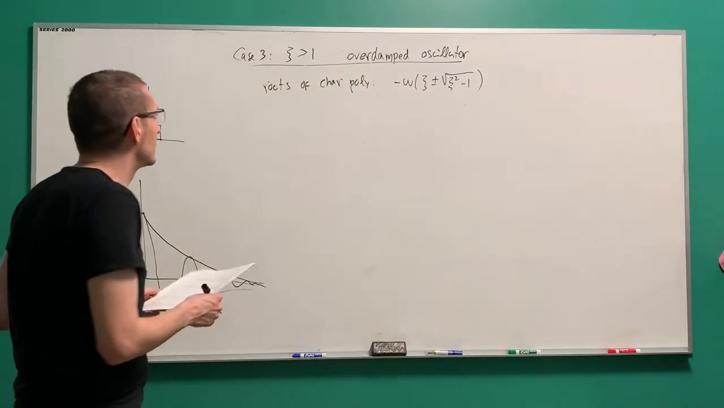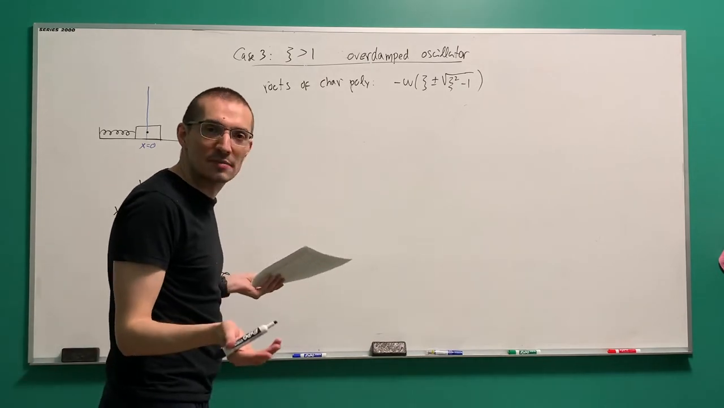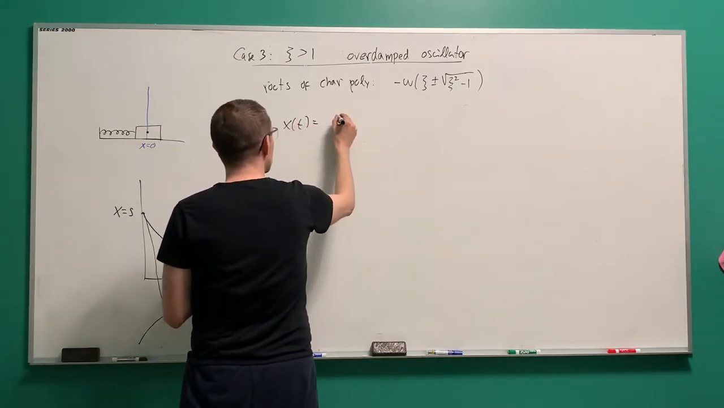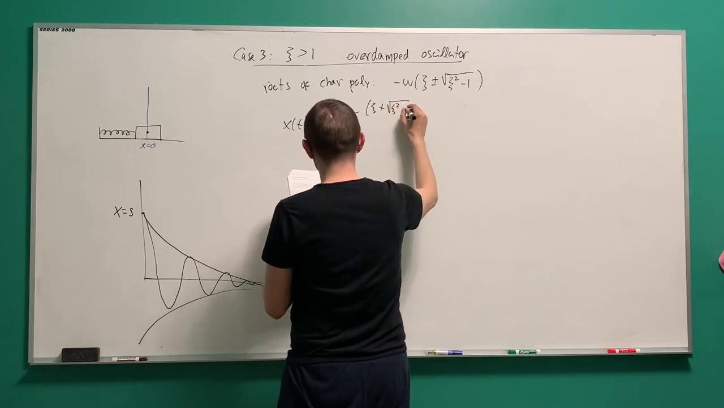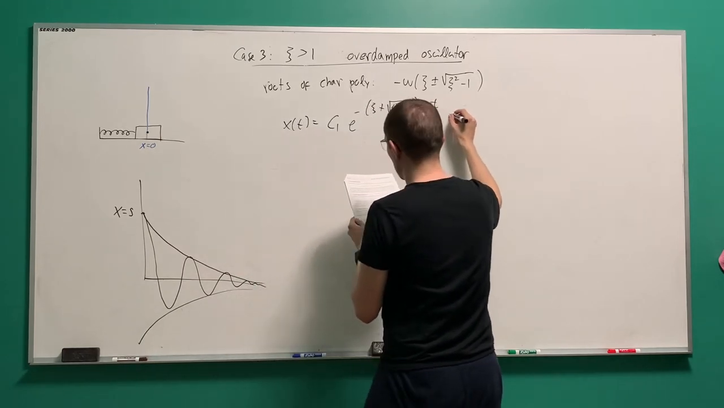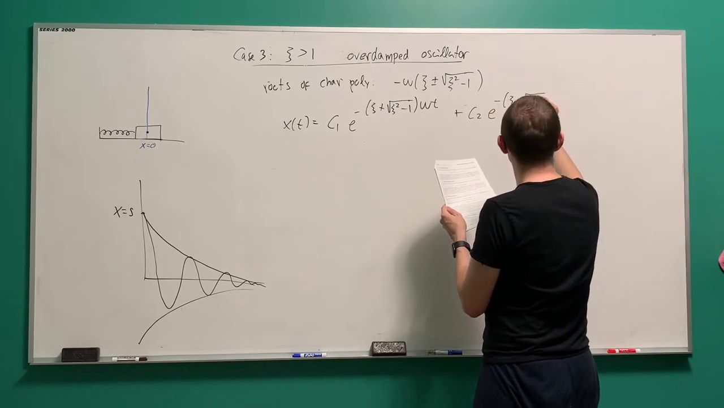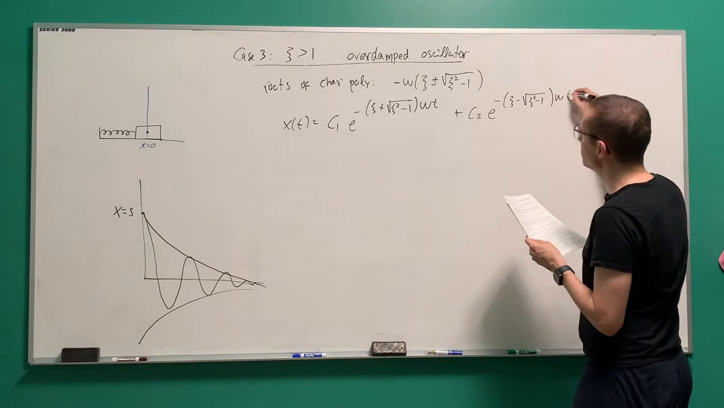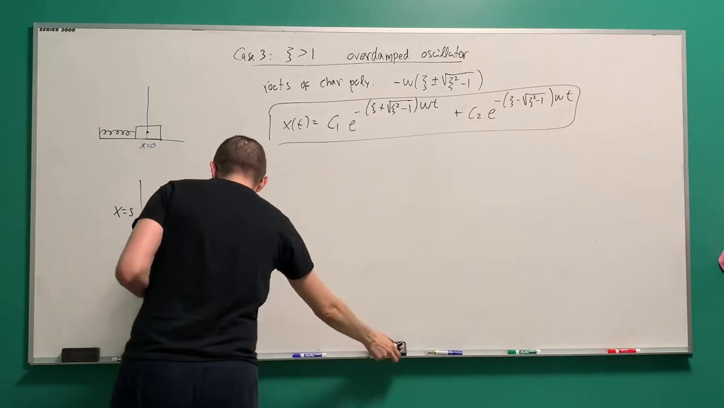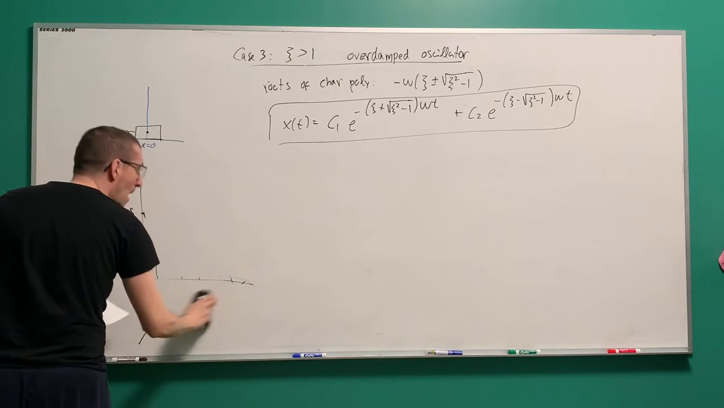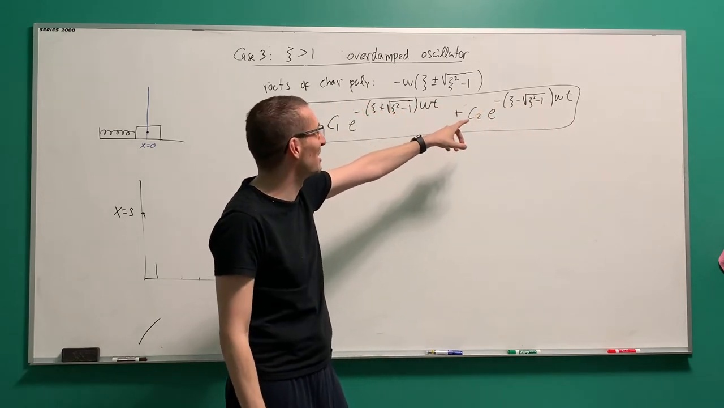So we have high friction. In this case, the roots of the characteristic polynomial are two real roots, so it's just exponentials. The solution is of the form C1 e to the minus psi plus root psi squared minus 1 omega t, plus C2 e to the minus psi minus root psi squared minus 1 omega t. So what is the harmonic oscillator going to do in this case? Both solutions are killed for large times.